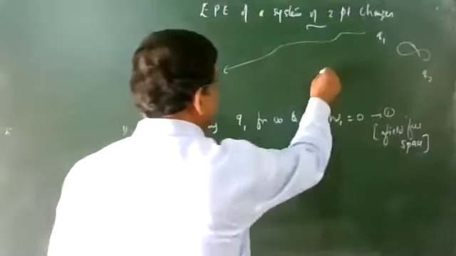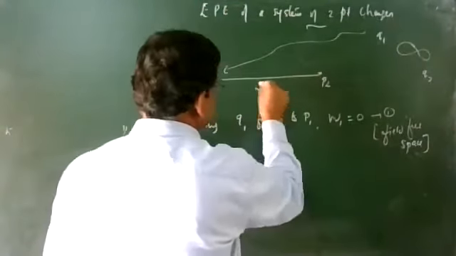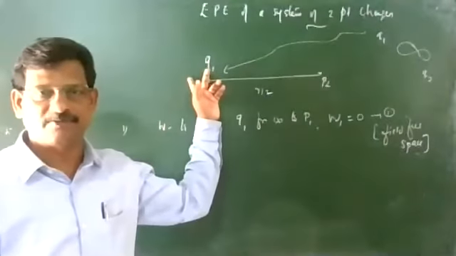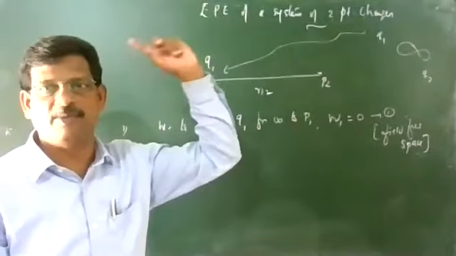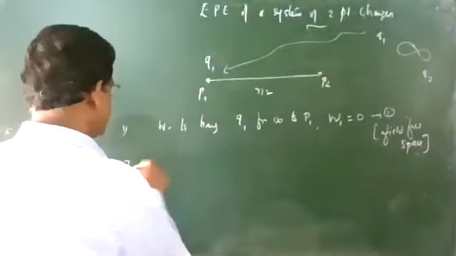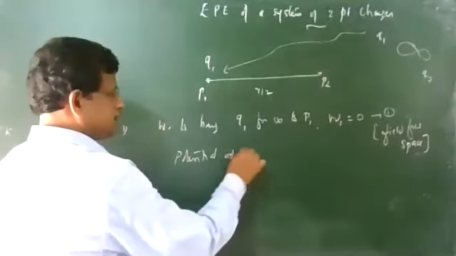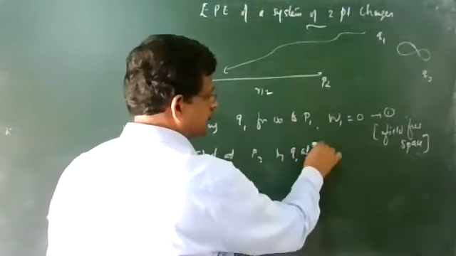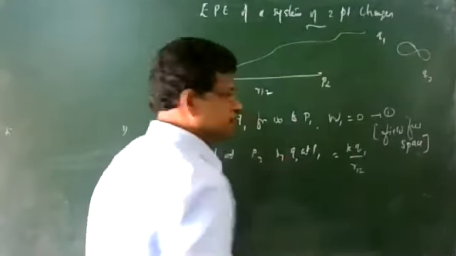So we are taking another point, say P2, which is at a distance R1 from it. What is the potential at the point P2 by Q1 charge? Potential means work done bringing unit charge from infinity to that point. That is the potential. So the second point: the potential at P2 by Q1 at P1 is equal to A Q1 divided by R1.